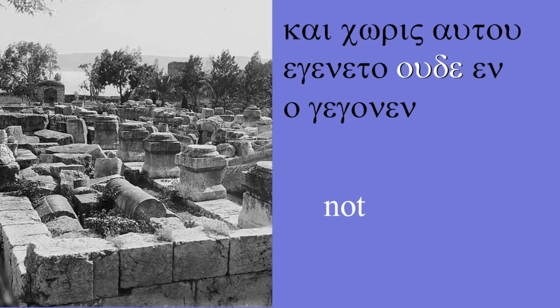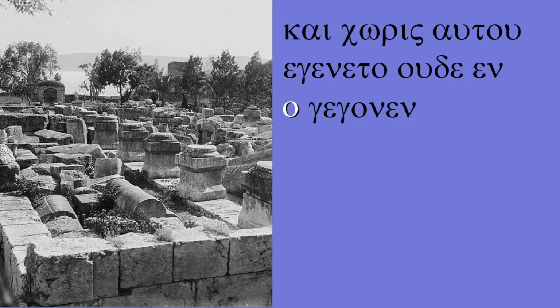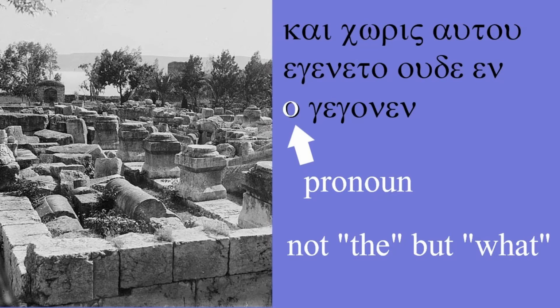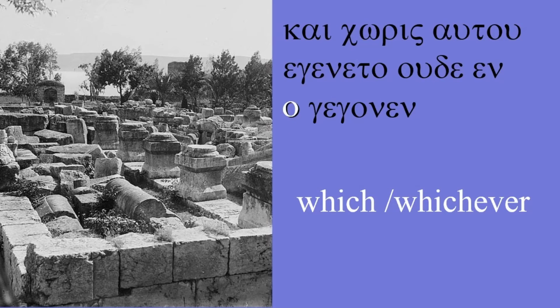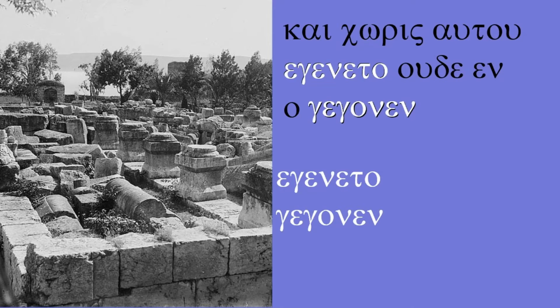Ουδε is not, and εν is one. So not one. Now the next word can be kind of confusing. We've seen the omicron by itself before as the article for a masculine noun like ο λογος. However, here the omicron by itself is not an article, it's a pronoun. It doesn't mean the, it means what. So omicron as a pronoun is what or which or whichever. And then the last verb that we have here, you can see it is γεγονεν. It looks similar to εγενετο that we just saw, and that's because it's the same verb, it's just a different form of the past tense.